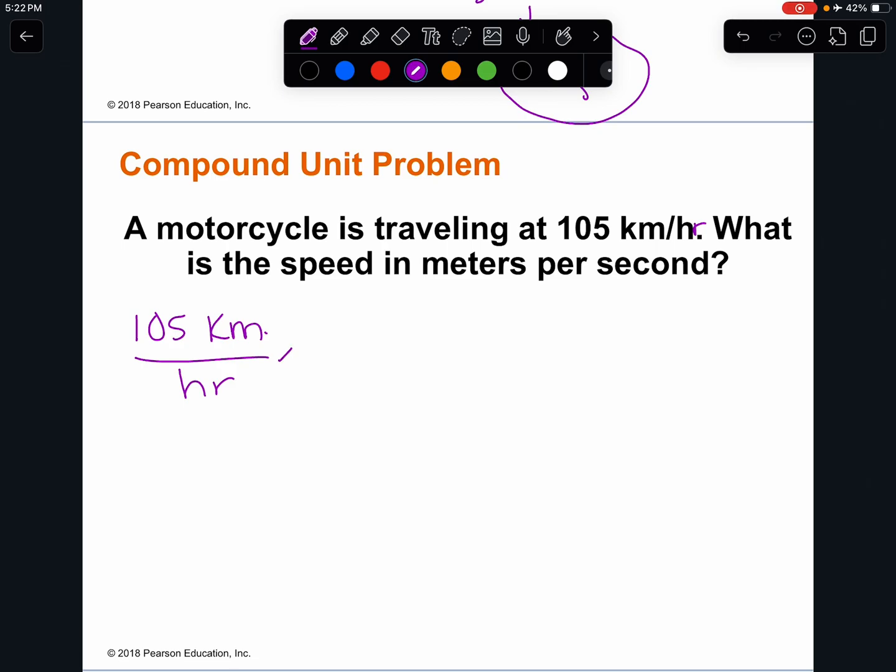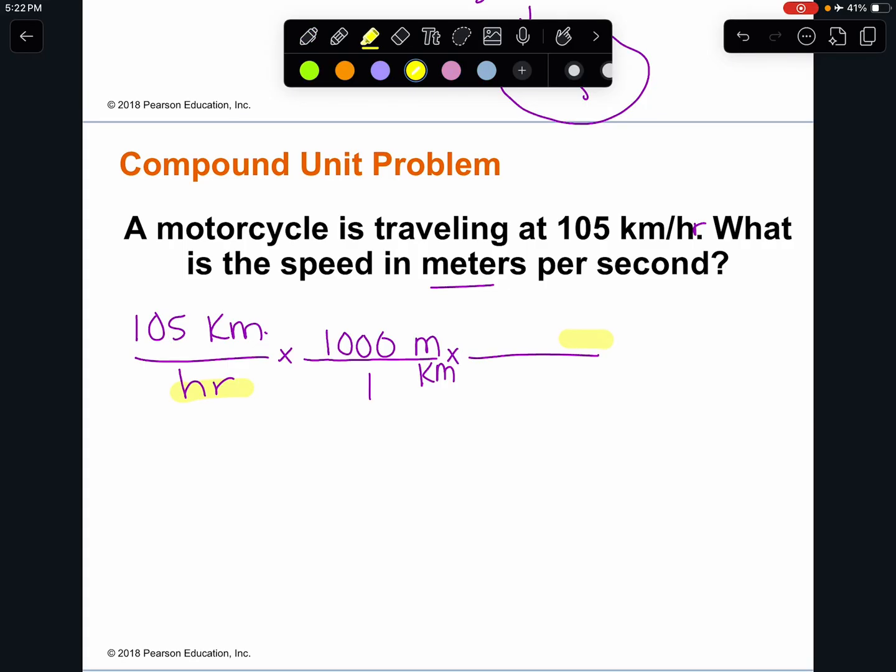The kilometers in the numerator and the hour in the denominator. So the kilometer is becoming meters and the hour is becoming seconds. So let's focus on one at a time. Kilometers is going to go on the bottom. Meters is going to go on the top. And this is metric, so you are expected to know this conversion. So that was an easy conversion.